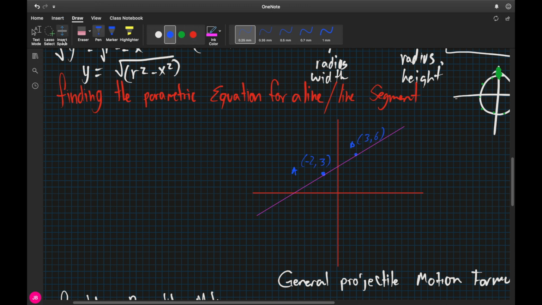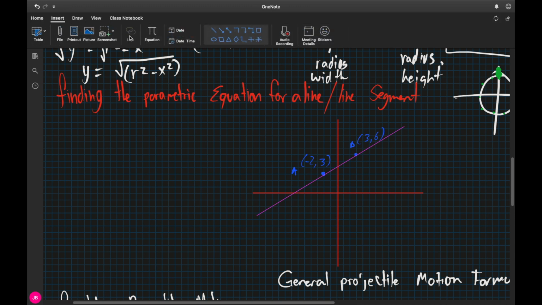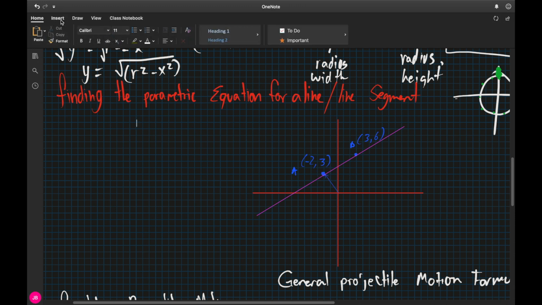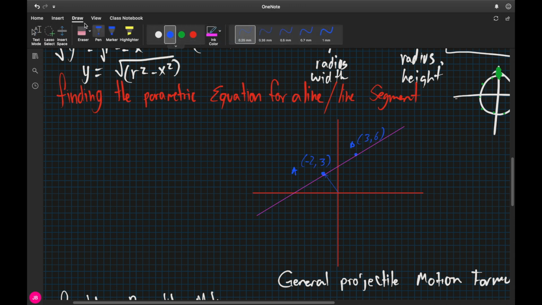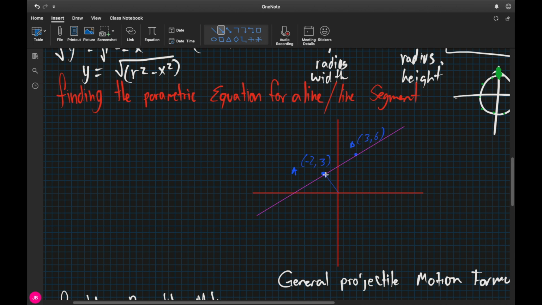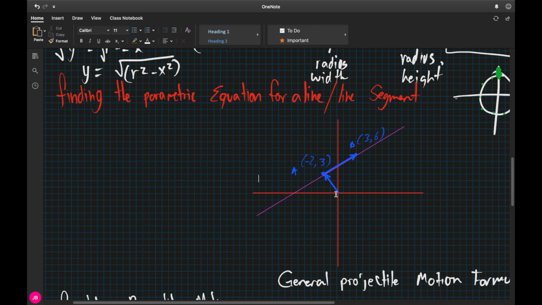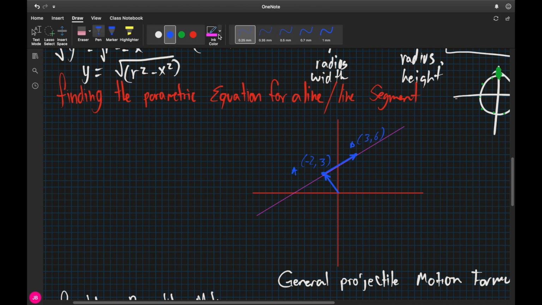So let's go ahead and draw two vectors. The first one is going to be from the origin to A, and the second one is going to be from A to B. Let's make these a little bit thicker. So we have these two vectors, and we're also going to need one more point.